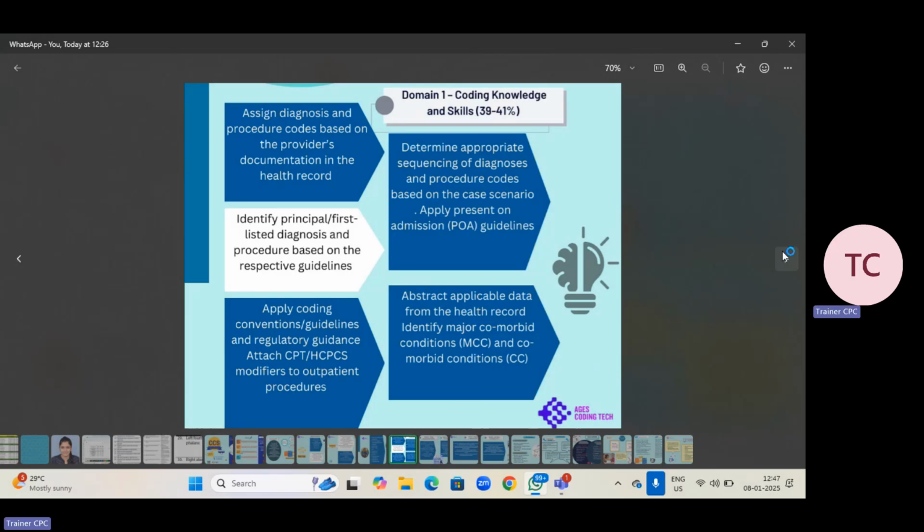Coming to coding knowledge and skills, it is how you are abstracting information from a patient's record. You are going to have a patient's record. They will frame a scenario, or give a single paragraph: the patient is admitted for this and he got this treatment, like that. From this, how you pick the principal diagnosis, what code we need to report as secondary diagnosis, and which code should be reported as the principal procedure. These things will all be covered under domain 1.